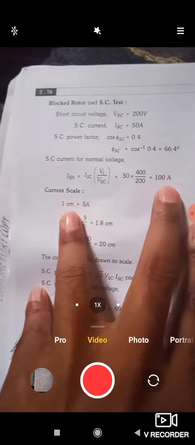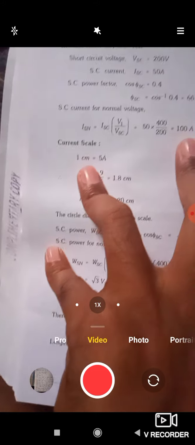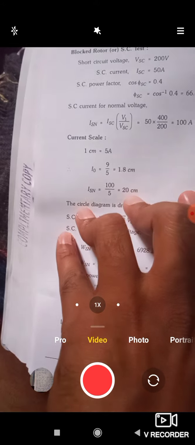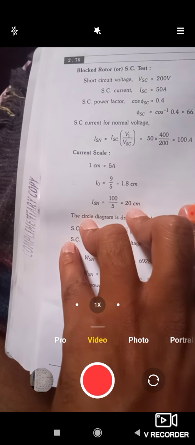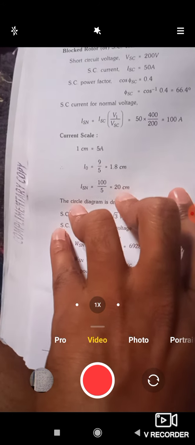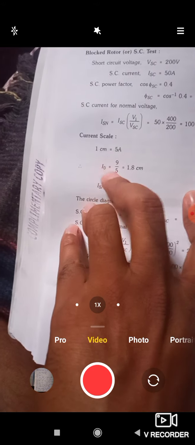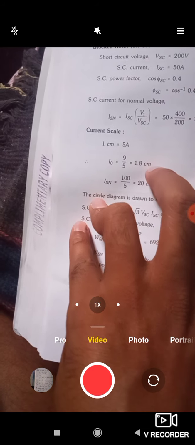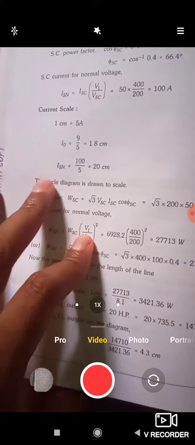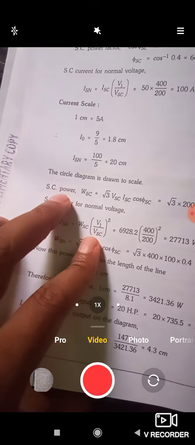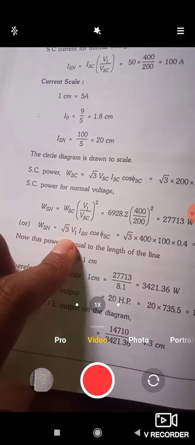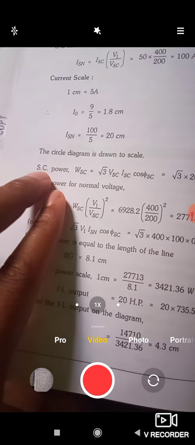So if it is 100 amperes, you have to select a suitable scale. If 1 centimeter equals 5 amperes, then ISN will be 20 centimeters, which can be fitted into the graph easily. So that's why they took 1 centimeter equal to 5 amperes, and no load current 9 amperes will become 1.8 centimeters, approximately 2 centimeters. Okay, after selecting the current scale, we have to select the power scale also.